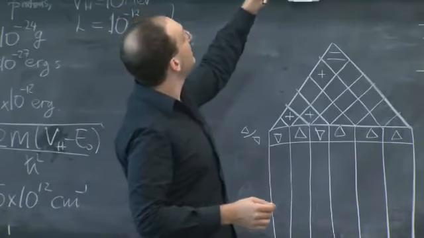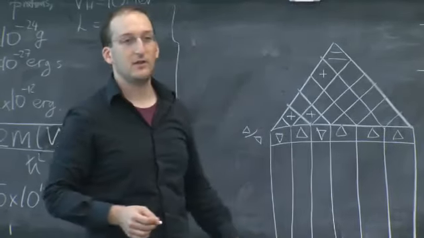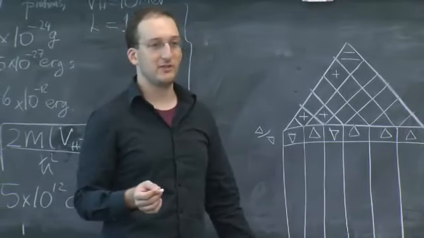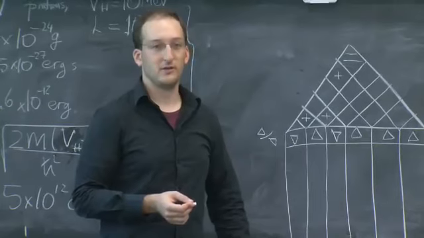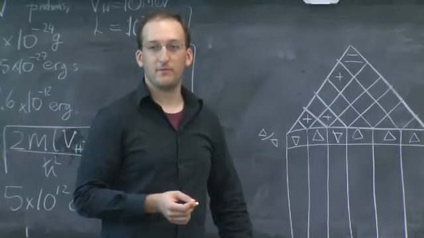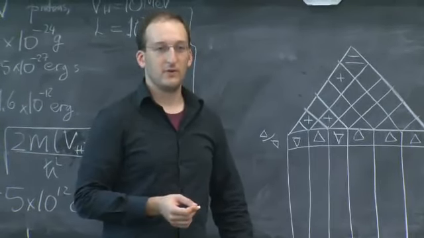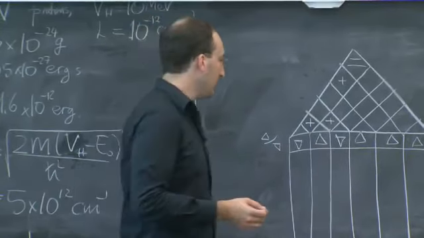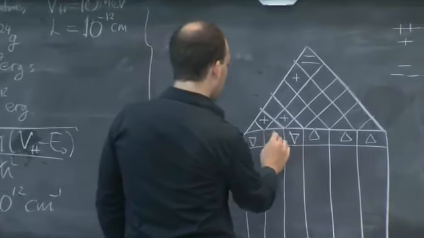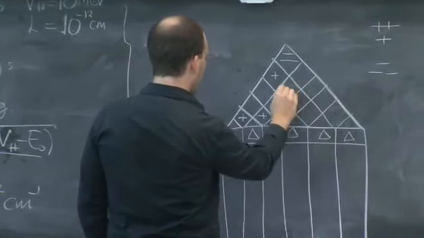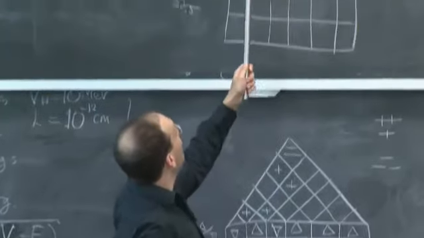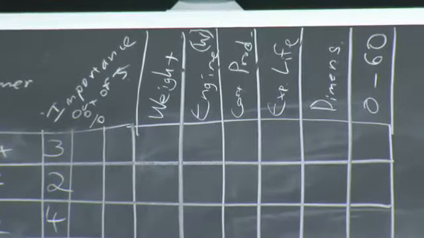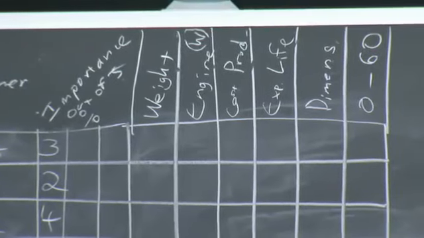How about engine size and dimensions? If you have a bigger engine, does that necessitate larger dimensions? If you have bigger dimensions, does it necessitate a larger engine? Okay, so I'm hearing weak positive. So wherever engine and dimensions meet, right here, put weak positive. And how about engine size and 0 to 60? That's pretty clear. Strong positive.